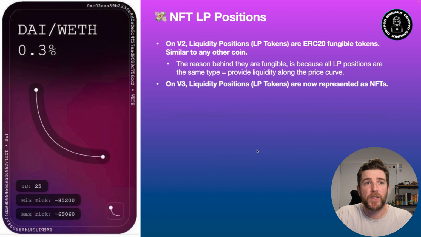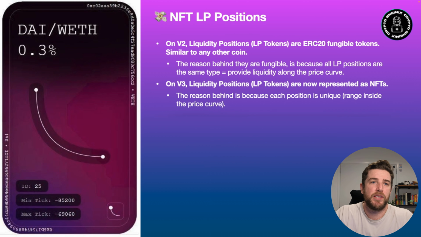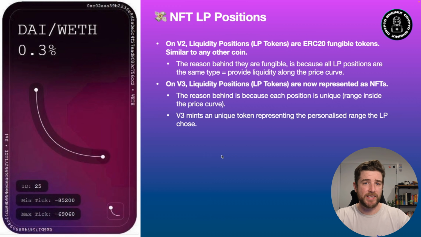On V3, liquidity positions are now represented as NFTs, and the reason is because each position is unique, so it's a range inside the price curve, and V3 means a unique token representing the personalized range the LP chose. Again, this is the main difference, and there's not much more about that, you know.